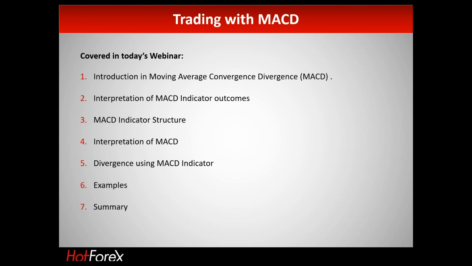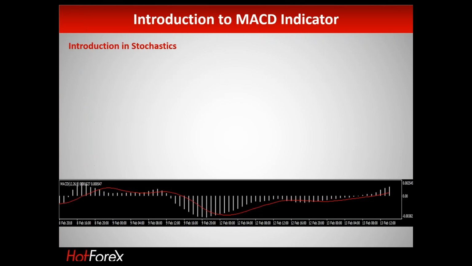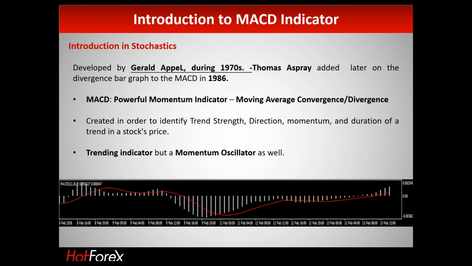Divergence using the MACD indicator. Divergence is a very powerful tool, a very powerful signal. However, it's rarely noticed, or difficult to notice, to be honest. We'll also see some examples. If you have any questions, or examples you'd like me to explain, let me know. Okay, so let's start.